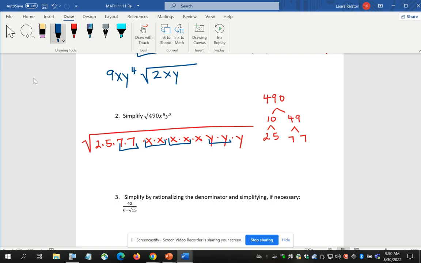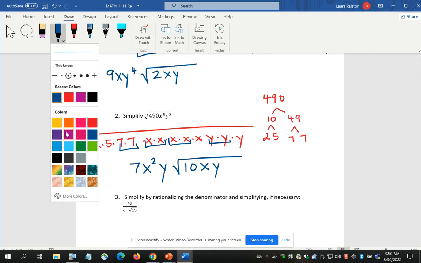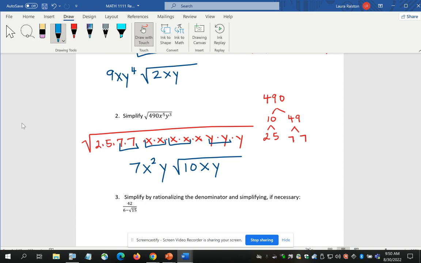So again, the pairs get removed from the radical. So I have a 7. I have 2 x's, so x squared, y. Underneath, I have a 2 and a 5. 2 times 5 would be 10. Then I have x and y. So the square root of 490 x to the fifth y to the third simplifies to 7x squared y times the square root of 10xy. And again, remember, if you struggle with knowing where that 10 comes from, remember 2 times 5 is 10.